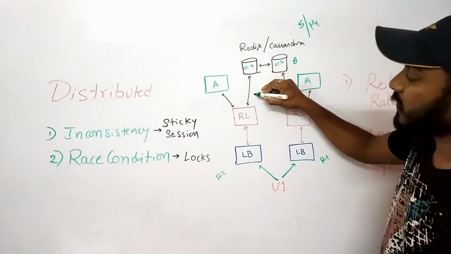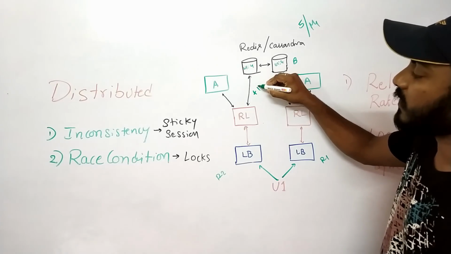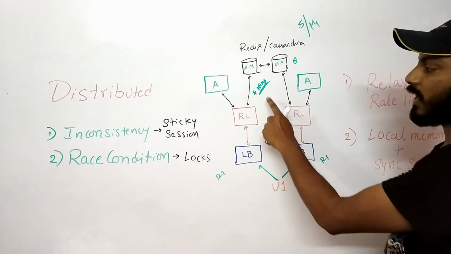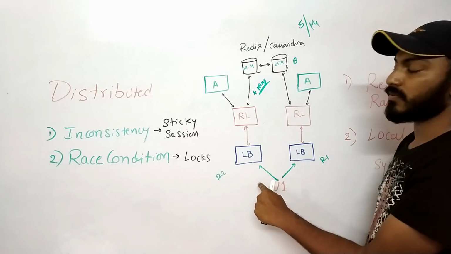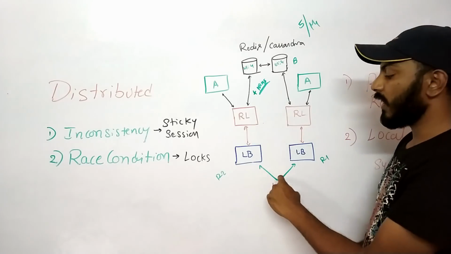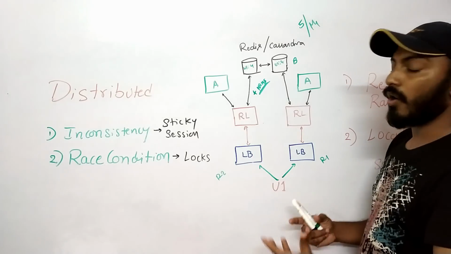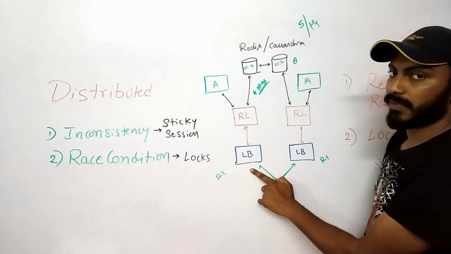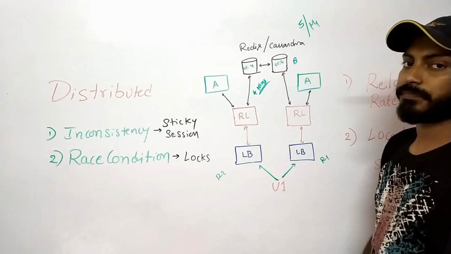In that case, a couple of hundred milliseconds of latency is added to this request and response. That way, this strategy will affect the round trip time of the request and response made by this user from this region. So that is again a problem.